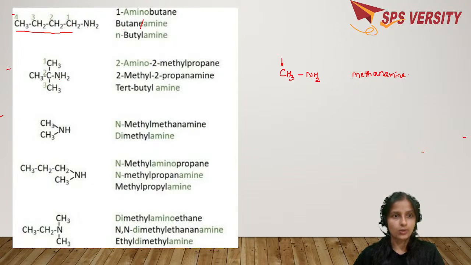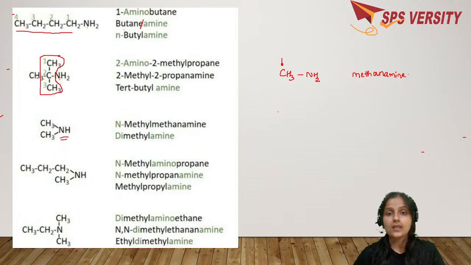And this one, what are you going to name it? You select the longest chain possible. This is the longest chain, which contains 3 carbon atoms, and to the second carbon atom nitrogen is attached. At the second position a methyl group is also present. So 2-methyl propane, 3 carbon atoms, 2-amine, or 2-methylpropan-2-amine. This is how you name the primary amines.